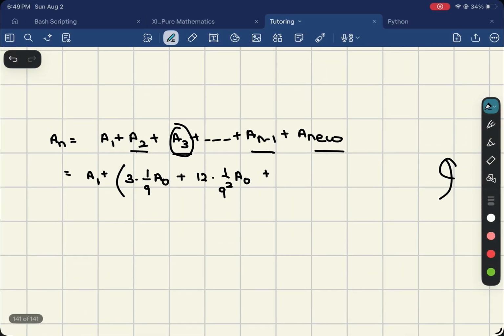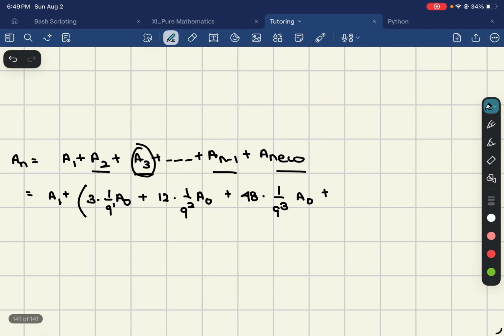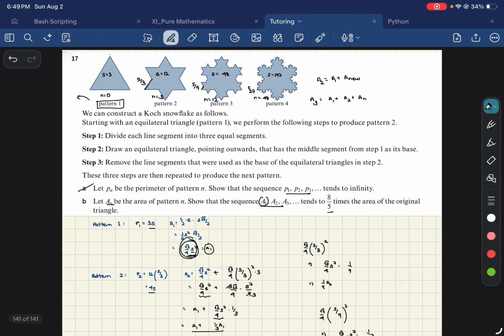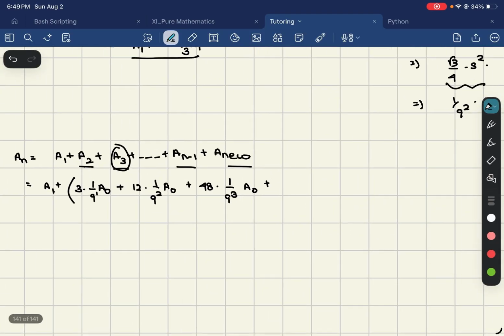All right, so this next term, we had 48 new triangles, right? If you remember, n was 48. And then we had 9 to the power 1, 9 to the power 2. So this has to be 9 cubed, A0. Plus, in the next step, how many new triangles? Well, it has to be 48 times 4, right? Because we were multiplying by 4, and then 1 over 9 to the power 4, A0, and so on. We're going to continue on till n terms.